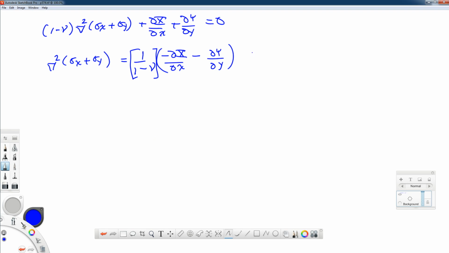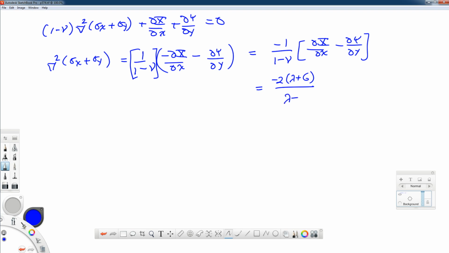If we want, we can take the negative sign out. We have a minus 1 over 1 minus nu, partial of x with respect to x, minus the partial of y with respect to y. Or, in terms of the Lame coefficients, we have a minus 2 lambda plus g divided by lambda plus 2g, partial of x with respect to x, that should be a plus the partial of y with respect to y.